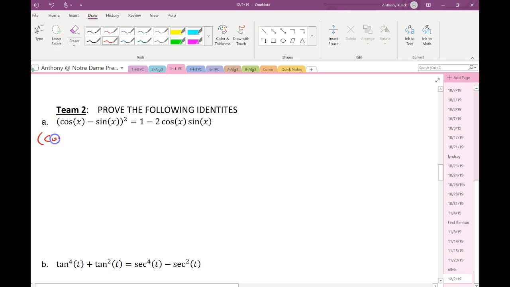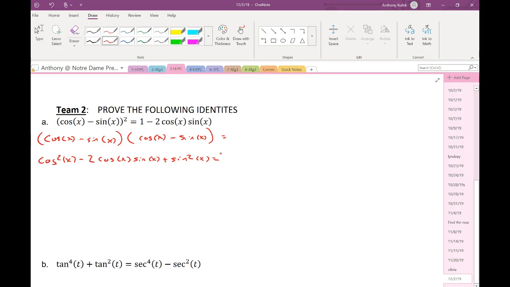Yeah, so what Megan noticed is that cosine x minus sine x quantity squared is the same thing as cosine x minus sine x times cosine x minus sine x. And you can FOIL that out. And now hopefully everybody will trust me. I'm not going to write out the FOIL. I'm just going to write out the final answer after I've FOILed and collected like terms. And you're free to do that, right?